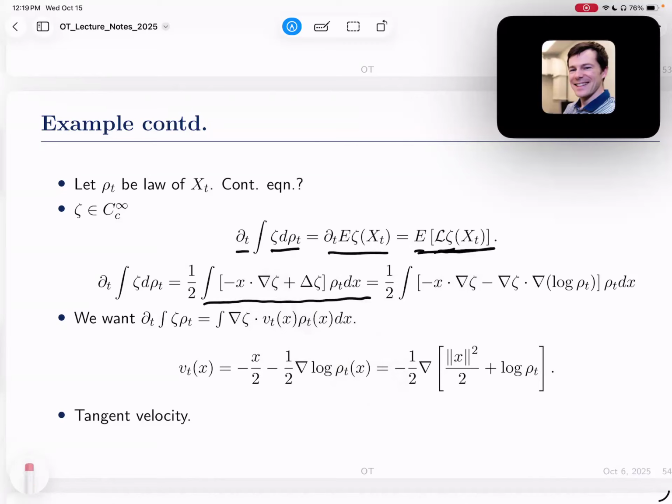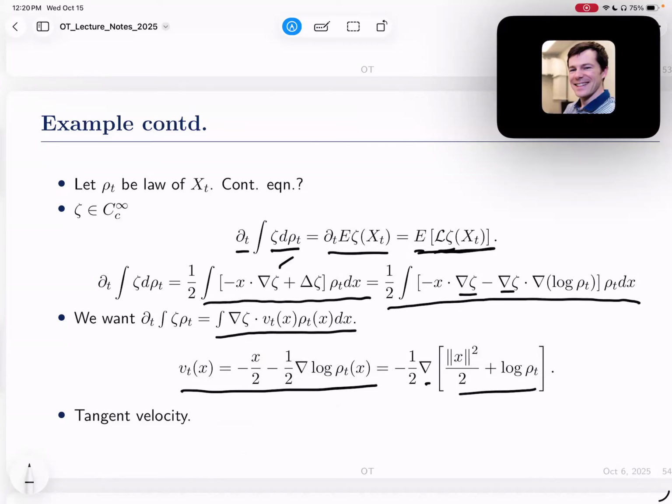Now this is already of the gradient form, the gradient of zeta, so that's fine. I need to transfer this gradient, and so I'll do one integration by parts, and I write it in this particular form. And remember, to solve for the continuity equation, the velocity looks like this. For every smooth test function, I should have the gradient of zeta dot velocity, integrated against rho t. So it's an inner product of the gradient and the velocity. And so if I pull out all this gradient of zeta term outside, I recover that this velocity is minus x over 2 minus 1/2 gradient of log rho t, which is of the gradient form. It's the gradient of this type: norm x squared over 2 plus log rho t.